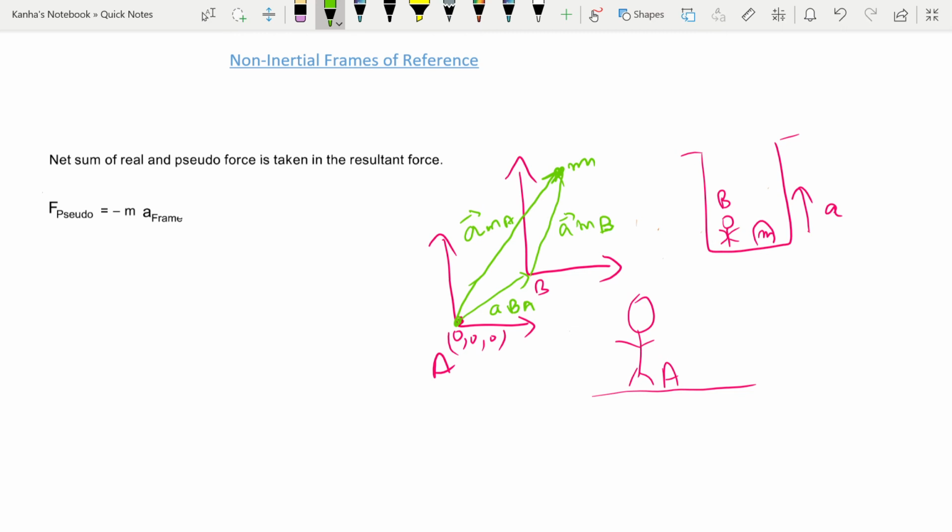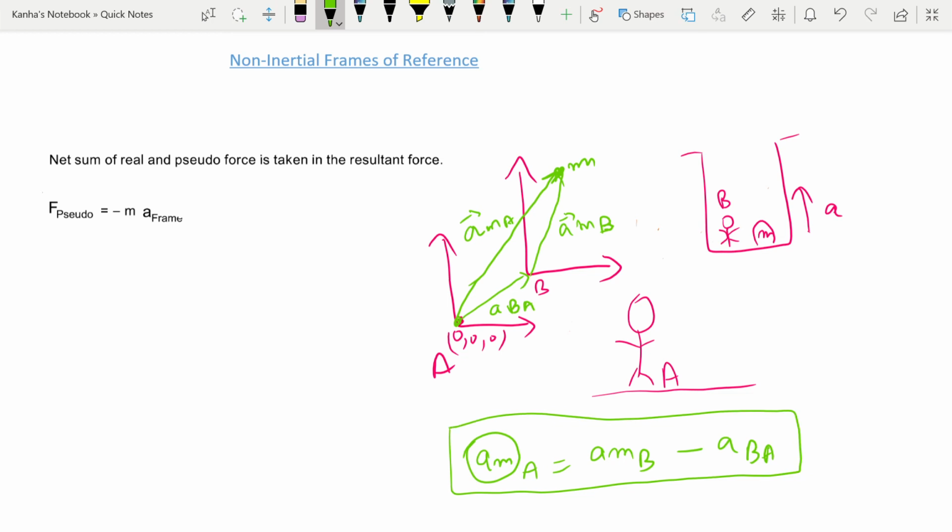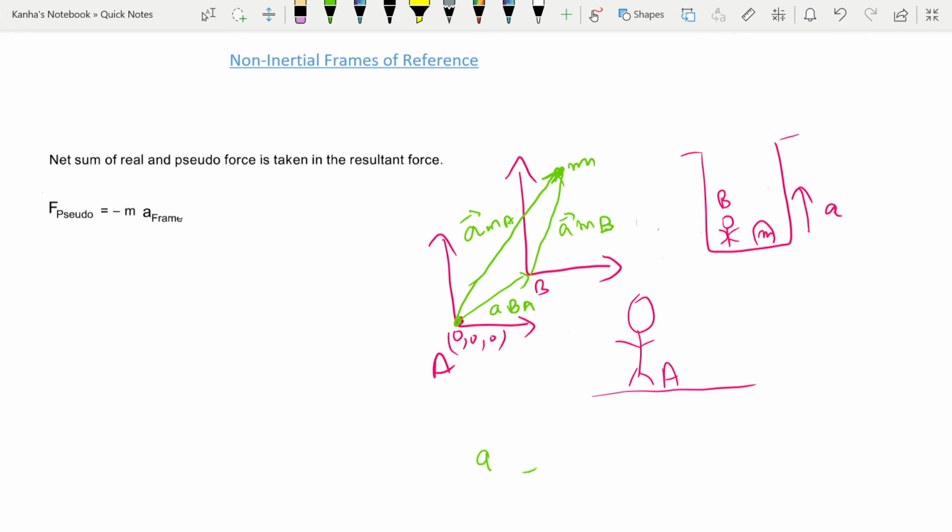Now, from the chapter on relative velocity and relative motion, we talked about how this situation can be written as: acceleration of M with respect to the ground A is equal to acceleration of M with respect to the lift B minus acceleration of B with respect to A. So this is clear. Now this is the same principle that translates into the notion of pseudo forces. So let me revisit this example again.